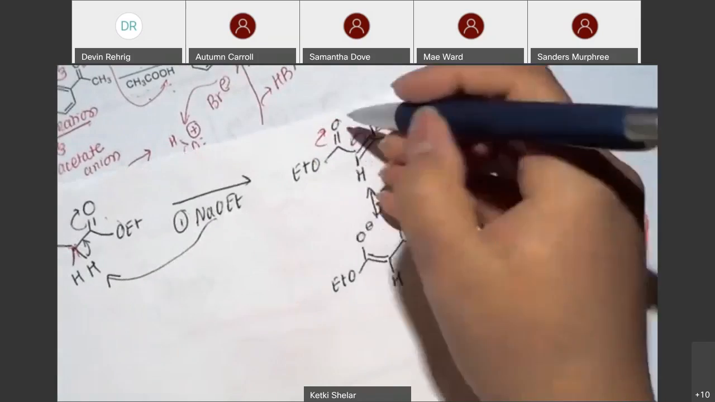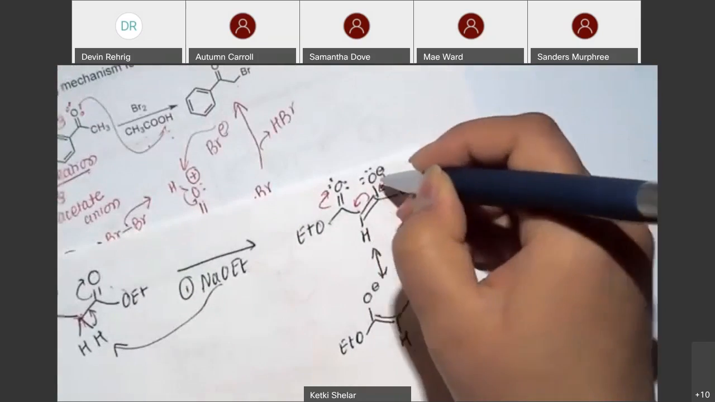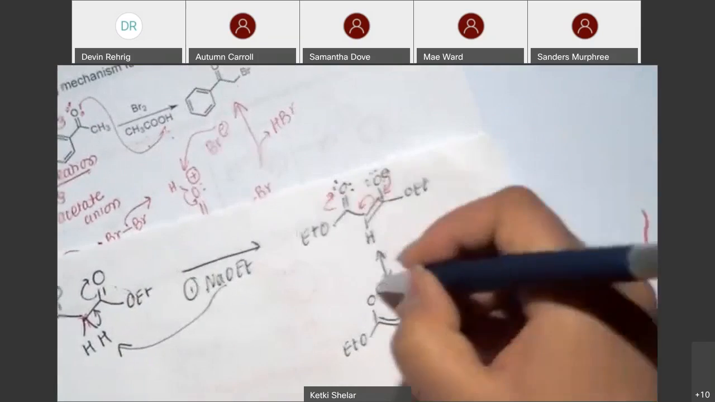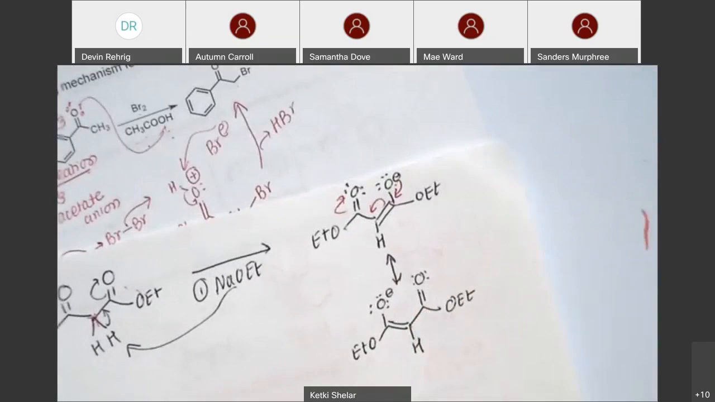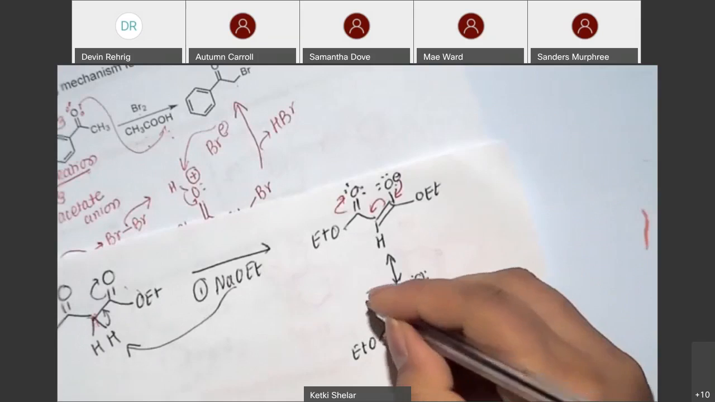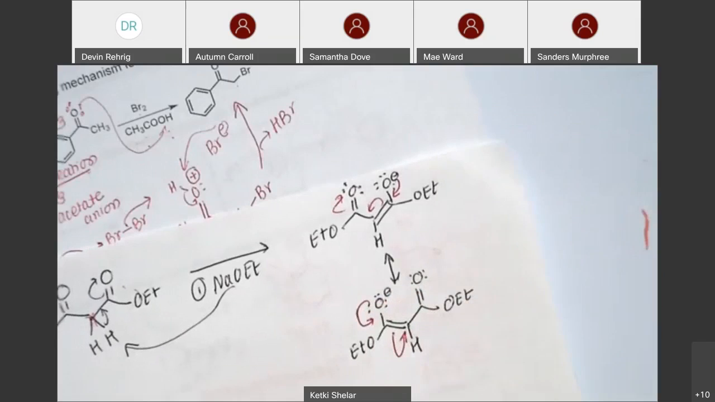So coming to the lone pairs, this would be 2 lone pairs of electrons. This would be 3 lone pairs of electrons. This would be 3. This would be 2. The third resonance would be a different one. We don't want to repeat the resonance.